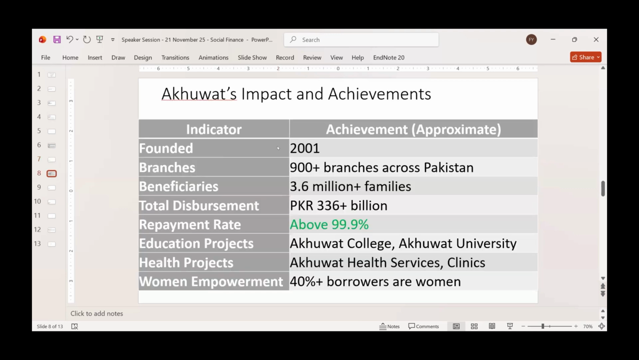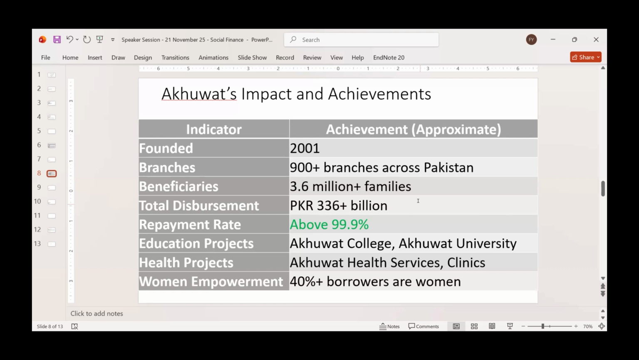Here are some impact and achievements of Akhuwat. You can see that there are 900-plus branches across Pakistan, and 3.6 million-plus families who are the beneficiaries from Akhuwat loans and Akhuwat's different programs. Then total disbursement is 336-plus billion Pak rupees, and here again the repayment rate is more than 99.9%.